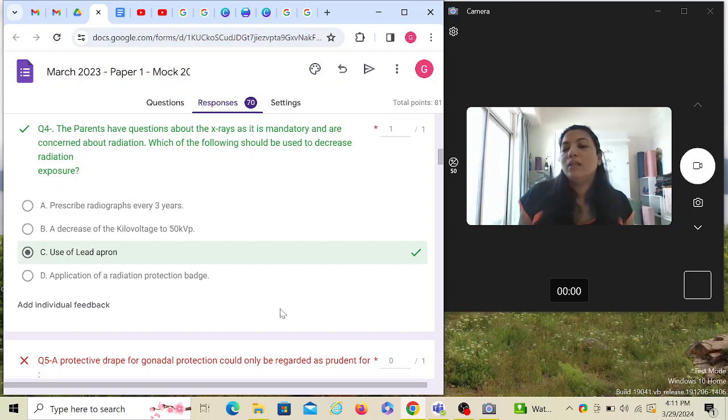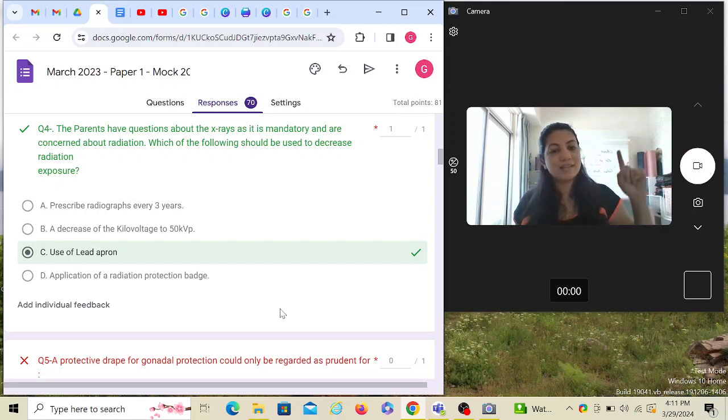Understood? So prescribe radiograph every 3 years. That is not a feasible option because if you need a radiograph, you need a radiograph. A decrease of the kV to 50 kVp. No, usually it is 70 kVp at which we shoot. If you decrease the kilovoltage, then you have to increase the time, which would increase the radiation exposure. So no, you can't do that. Use of lead apron, yeah.